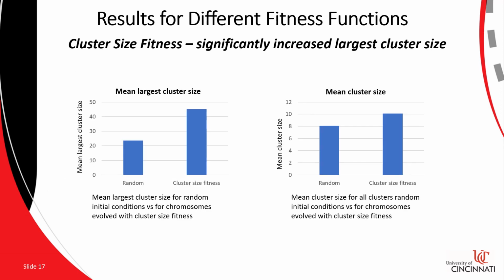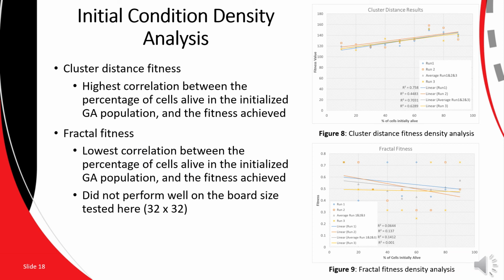We found that cluster size fitness significantly increased the largest cluster size, almost doubling the mean largest cluster size that we observed. However, it had little effect on the mean cluster size for all clusters. We also performed an initial condition density analysis to analyze the effect that the percentage of cells alive in an initialized GA population had on a fitness function. We ran 3 trainings with each fitness function on a board size of 32 by 32, and we found that cluster distance had the only significant positive correlation as seen in the upper graph. Fractal fitness, as seen in the lower graph, had no correlation, and the results varied across each test run greatly.